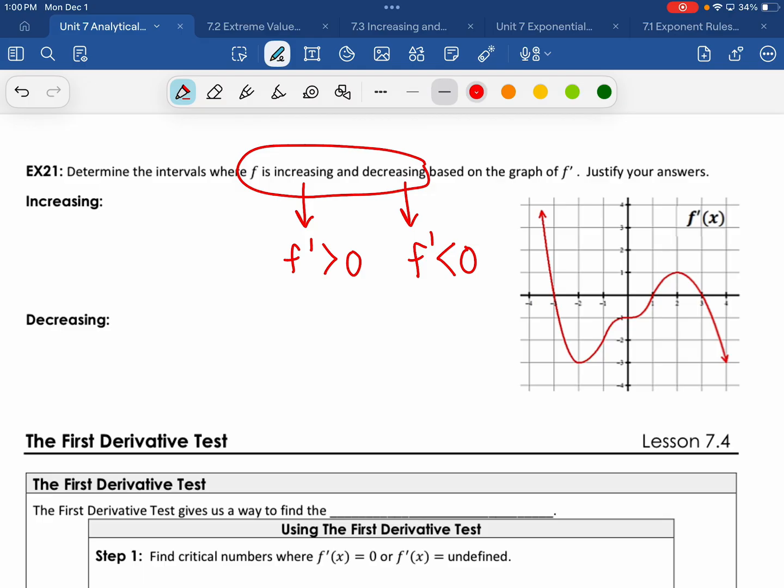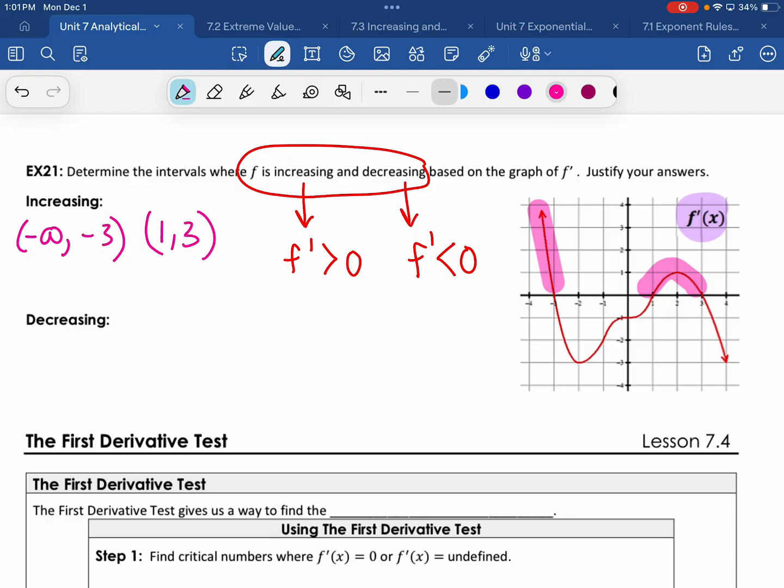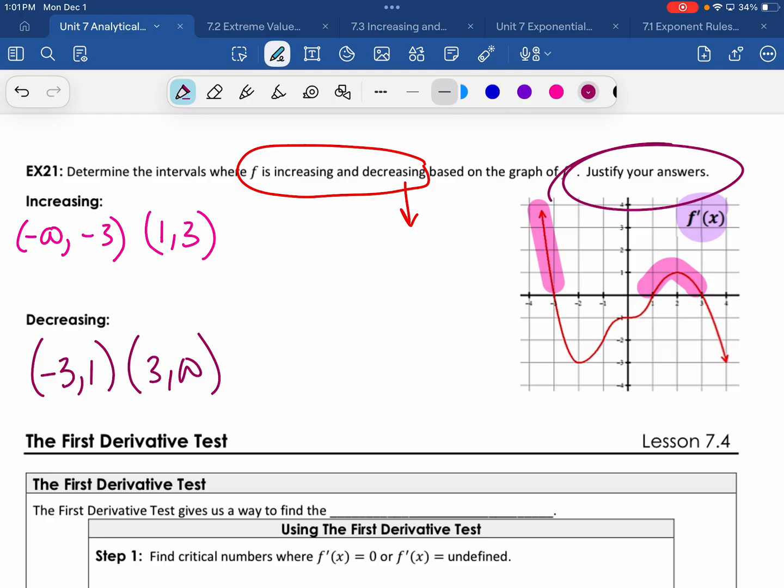So when you're looking at your derivative graph, because this is the derivative, you are positive here to here and there to there. So I would say we're increasing from negative infinity to negative 3 and from 1 to 3. And then you would be decreasing from negative 3 to 1 and 3 to infinity. And the justifying part is this.